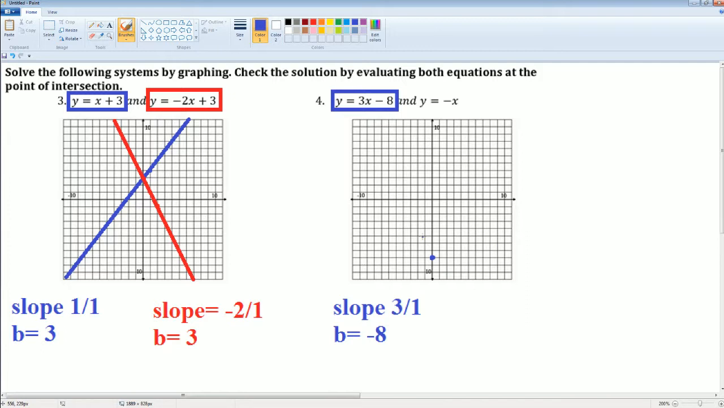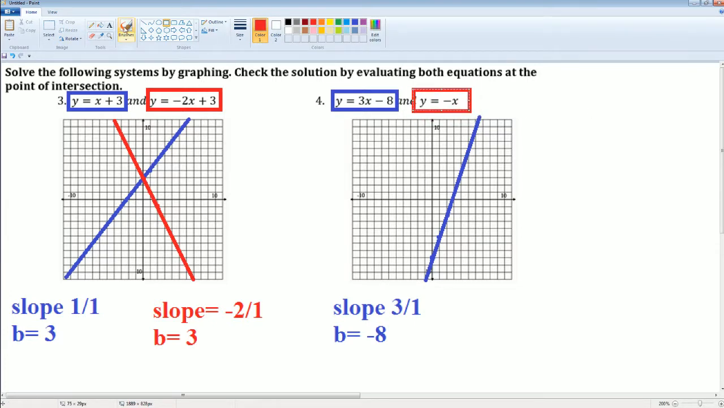Right there. Goes up 3, right? Because that's a positive 3, so that's up 3. 1, 2, 3 across 1. 1, 2, 3 across 1, right? I just apply the slope multiple times so I can get a really good line. Looks good.